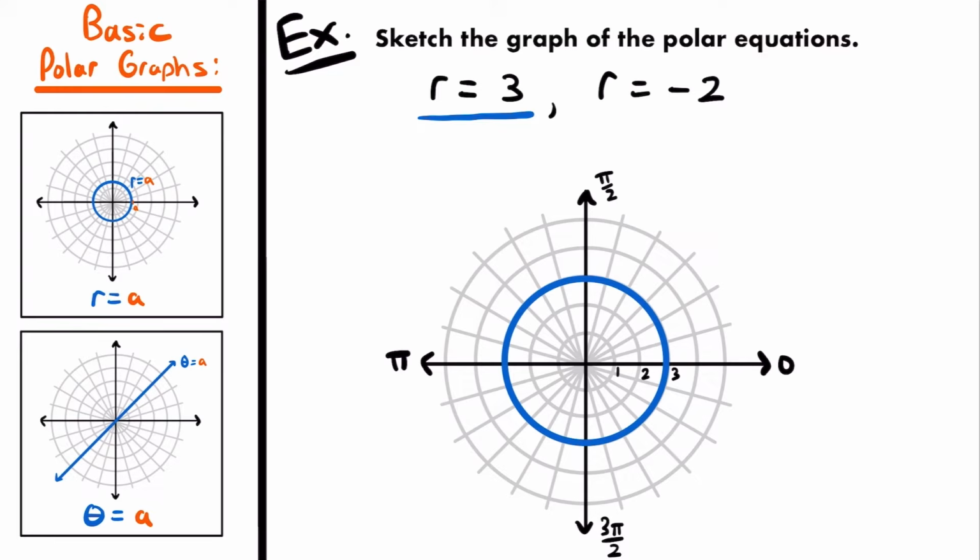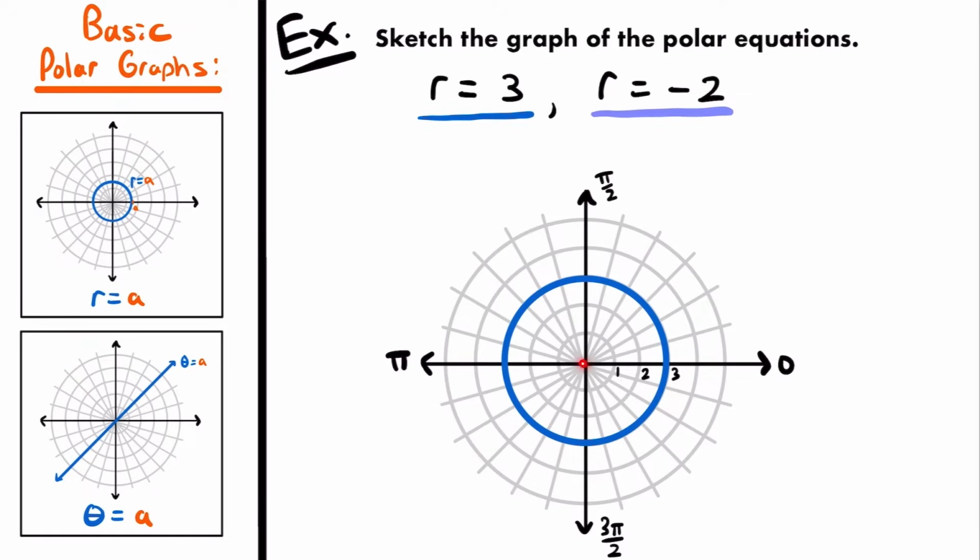All right, now let's graph our second equation here. We have r equals -2. Note that when you're graphing a polar equation where you have r equal to some constant, if it's negative, it's not really going to affect the graph of that polar equation. r equals -2 is the exact same as r equals +2. It's just going to be a circle centered at the origin with a radius of 2.